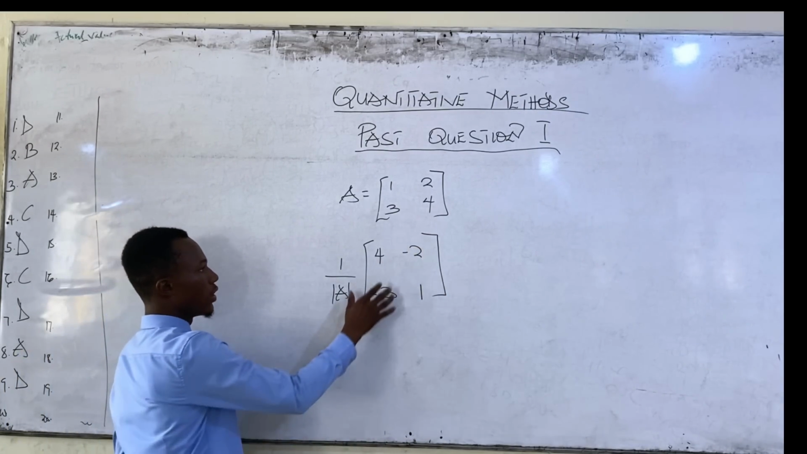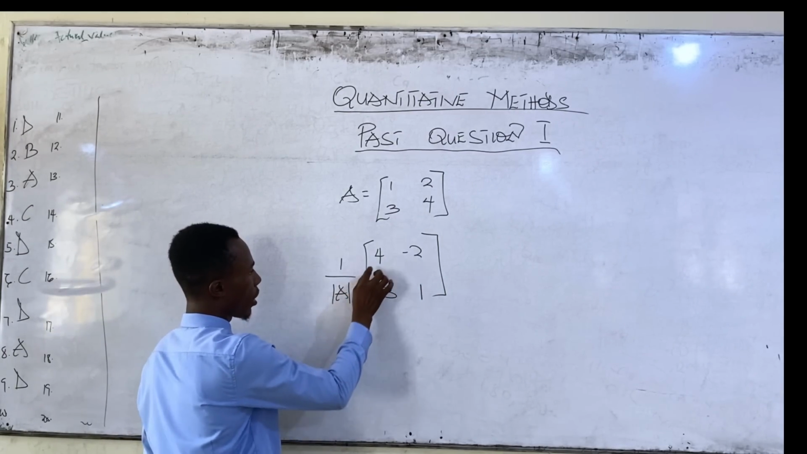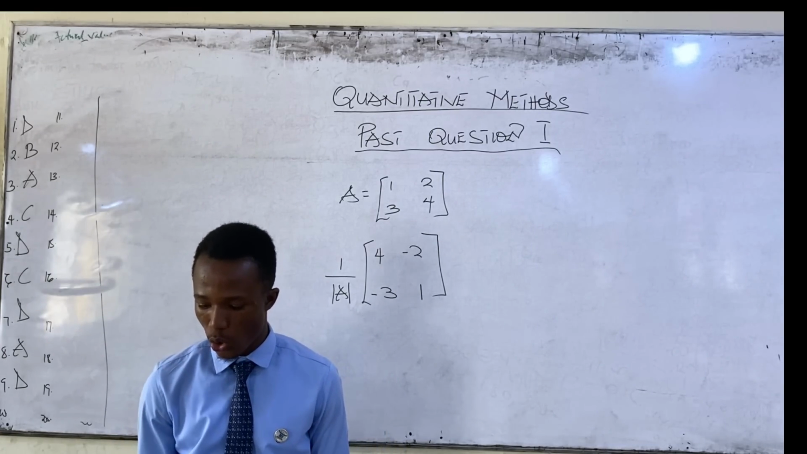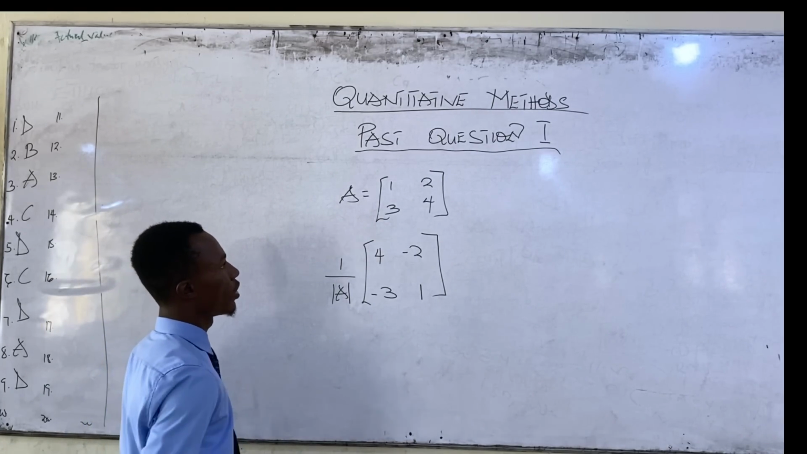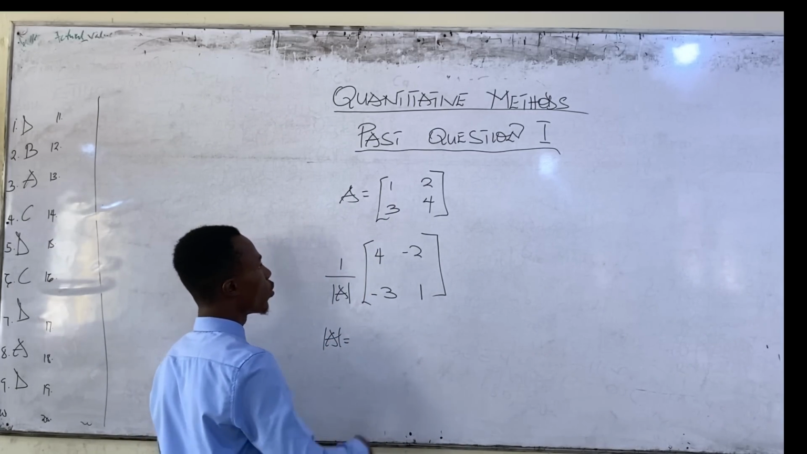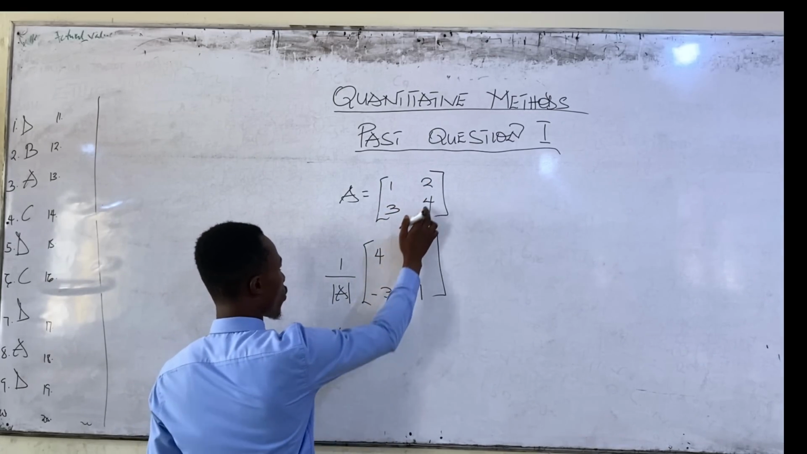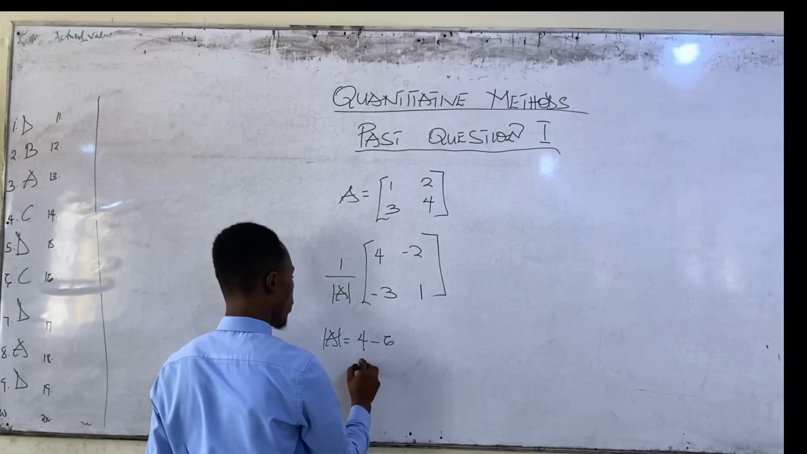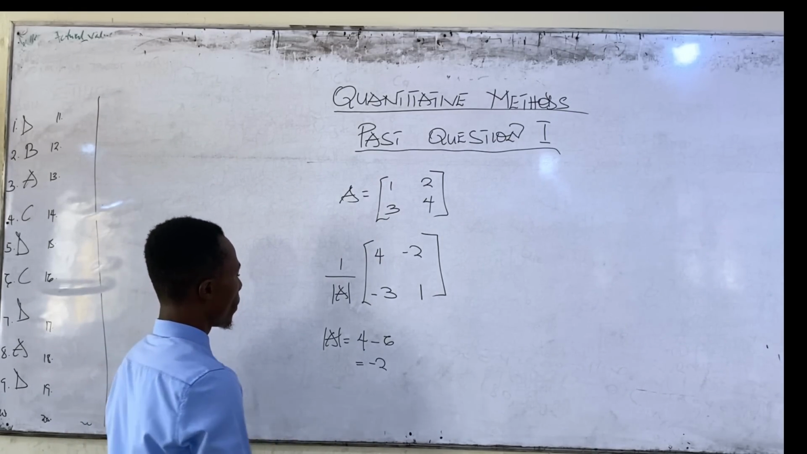Okay. So the only thing left here is your determinant. So after getting the determinant, you can multiply each element by the determinant, and you are good to go. Okay, so now let's first calculate the determinant of A. Determinant of A is equal to the multiplication of this minus the multiplication of this. So it is 4 times 1, which is 4, minus 3 times 2, which is 6. And so we have negative 2 as our determinant.